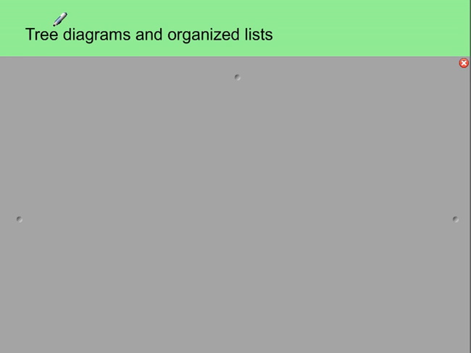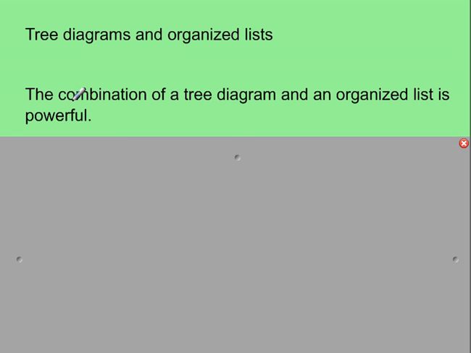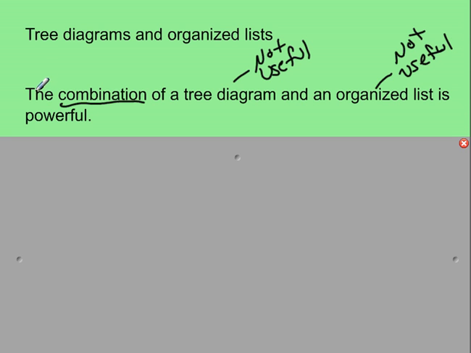This is just one way to approach compound probability. Tomorrow we're going to do compound probability with tables, and then we're going to look at something called the fundamental counting principle that's going to help us understand that as well. But for tree diagrams and organized lists, the combination is powerful. A tree diagram by itself is not useful. It's too easy to get confused, to get disorganized. An organized list by itself is not useful. It's too easy to miss an outcome. However, when you combine them, it's like magic. It is awesome and very useful.